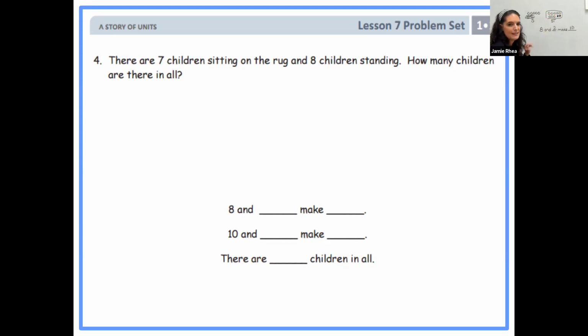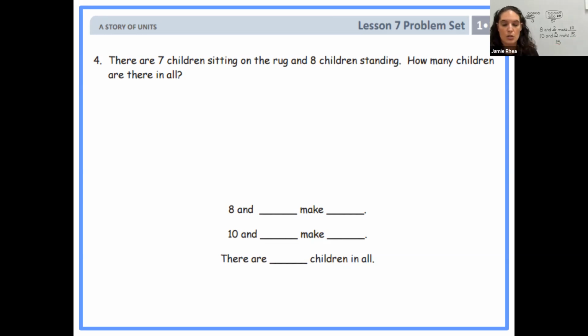Okay, now it says 10 and blank make blank. How many did we not mark out or circle over here? 1, 2, 3, 4, 5. 5 of them. 10 and 5 make 15. And let's look at our statement. There are blank children in all. How many did we say there were? 15. There are 15 children in all.